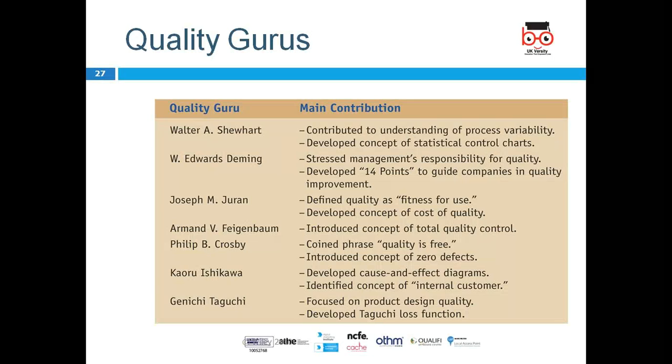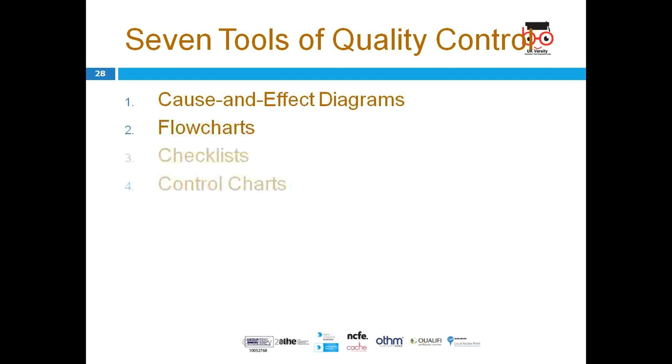Then others talked about the concept of total quality control. Then another phrase, quality is free, and introduced the concept of zero defect. Then others developed cause and effect. So if you have good quality material, you affect it. If you have good staff, you will get good quality. Yes, cause and effect. So they identified the concept of the internal customer, focus on quality, design quality, and the loss function. So that's all different.